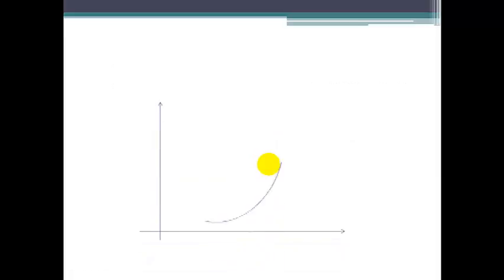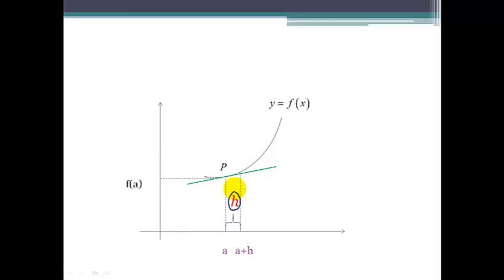Here are the axes. This is the curve. The same point P, same green tangent line, but now I've shifted the other arbitrary point even closer now. A plus H. The distance between them is H, and H again has become even smaller. The Y values are f(a) and f(a) plus H. Now let's draw the red secant line once again.